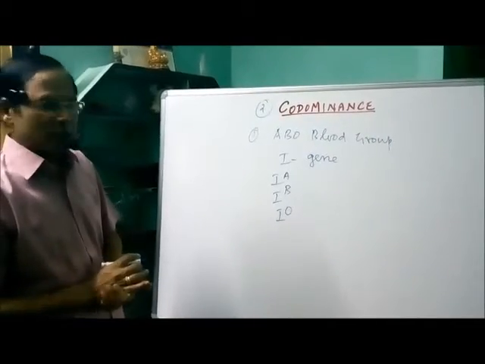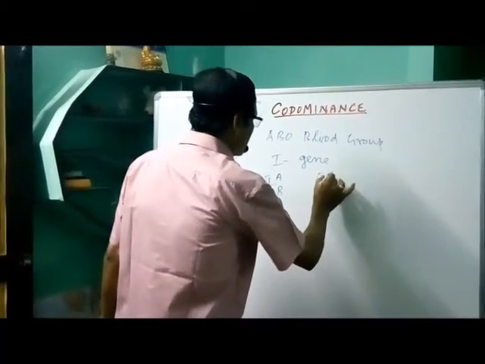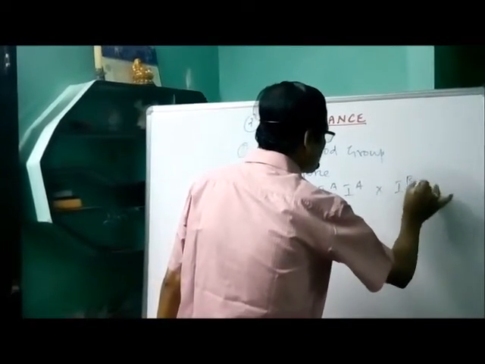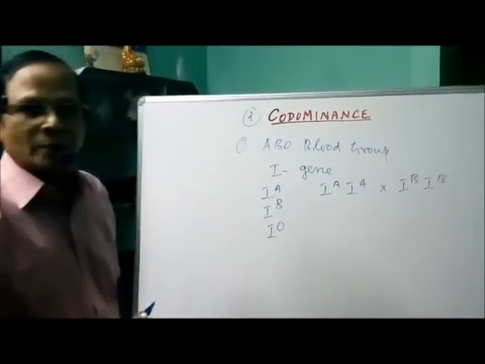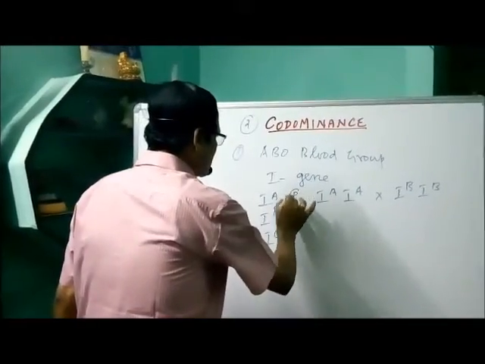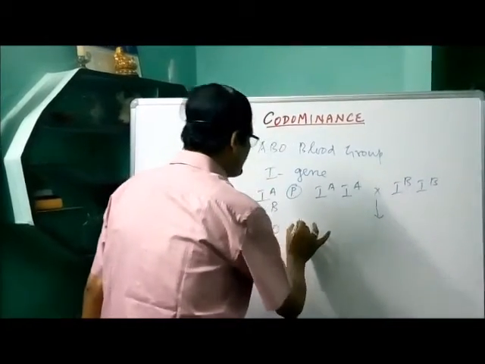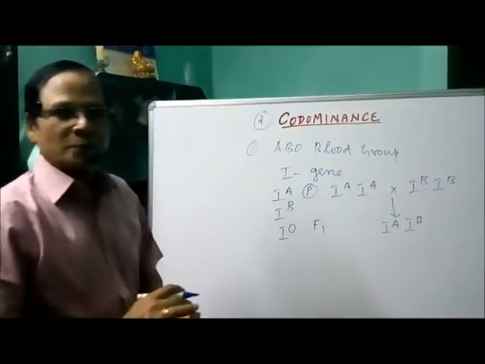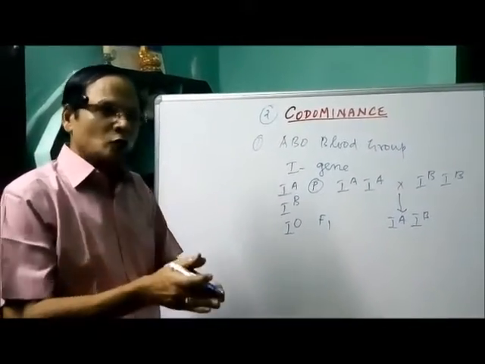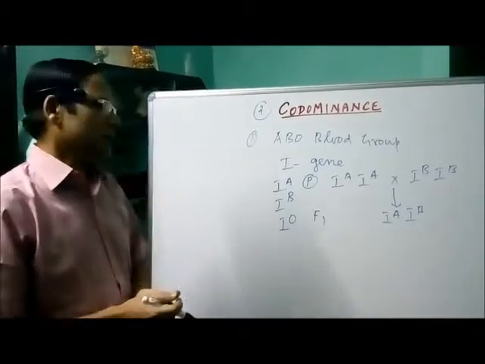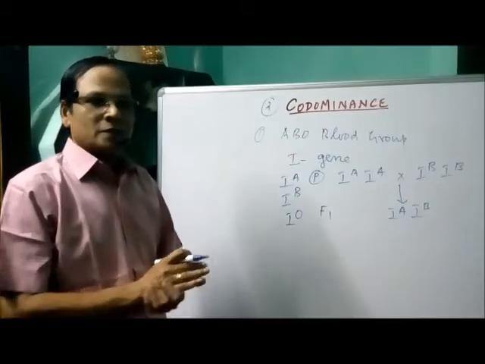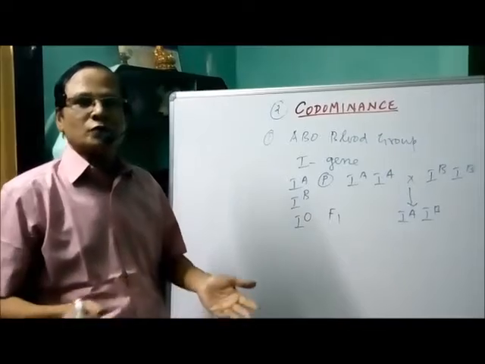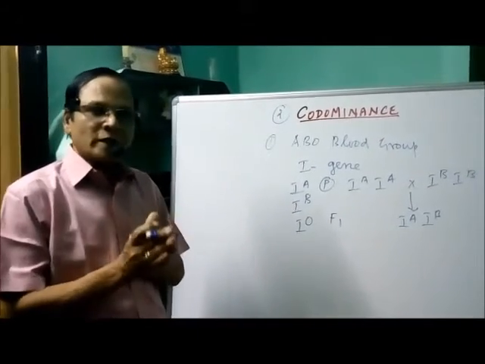Suppose a marriage occurs between a homozygous A and a homozygous B. These are the parents. In the F1 we receive individuals in which both A and B genes are present. They are equally expressed to produce a character. So in codominance, the two alleles in the heterozygote express themselves individually, and a new character is formed.